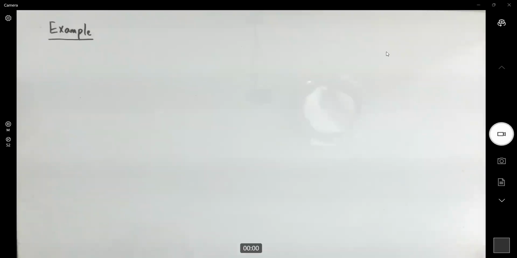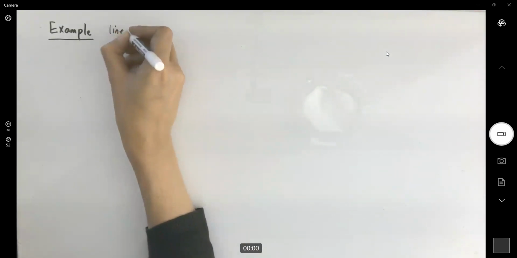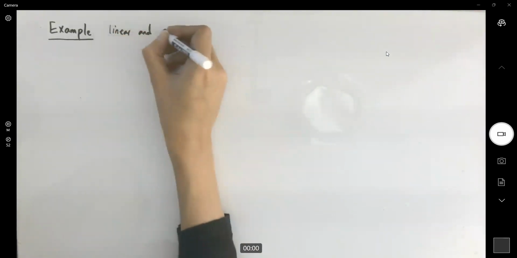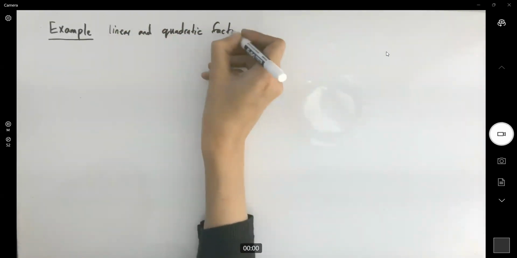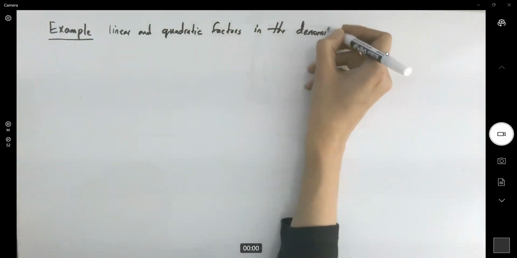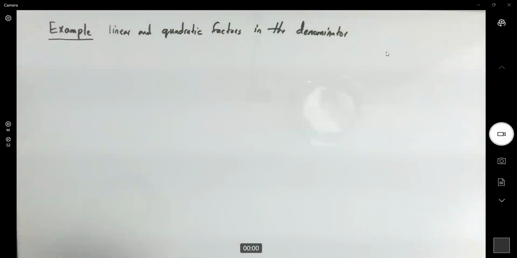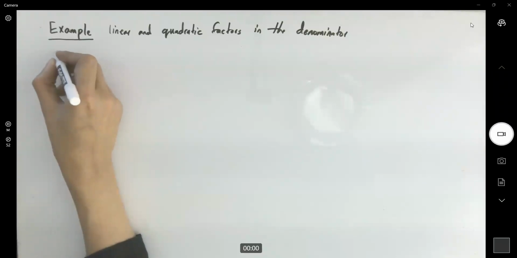Let's take a look at this scenario that we have: a linear and a quadratic factor. Linear and quadratic factors in the denominator. Okay, perfect. So give us an example. In this example, I ask you to write this fraction using partial fractions.